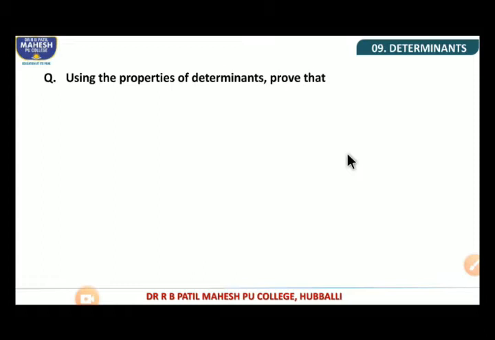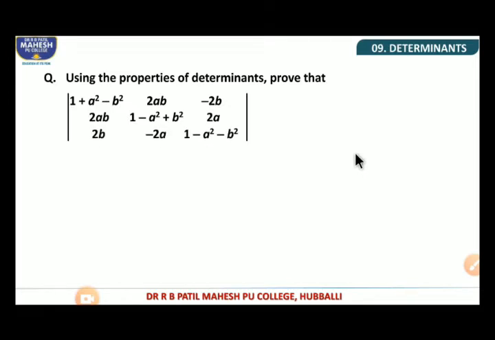The first question: using the properties of determinants, prove that the determinant with rows 1 plus a square minus b square, 2ab, minus 2b; 2ab, 1 minus a square plus b square, 2a; 2b, minus 2a, 1 minus a square minus b square, is equal to 1 plus a square plus b square whole to the power 3.